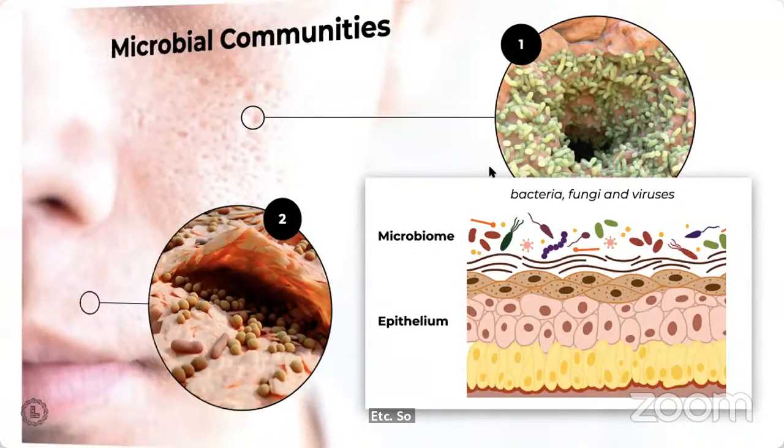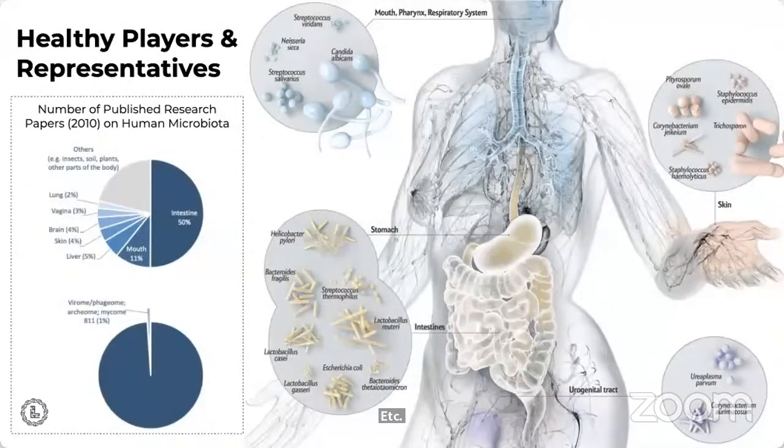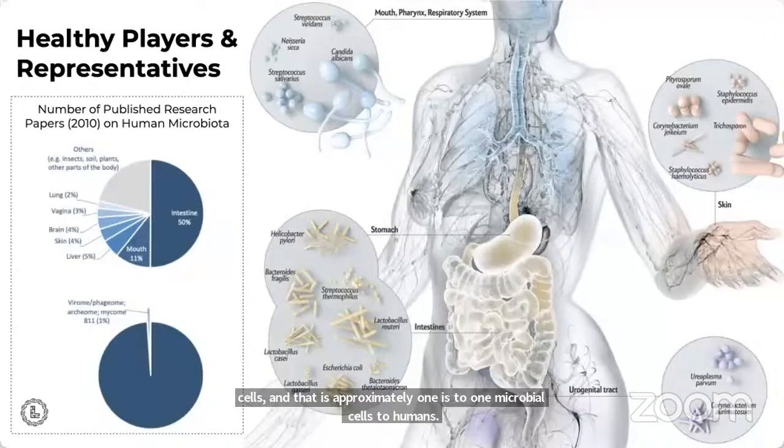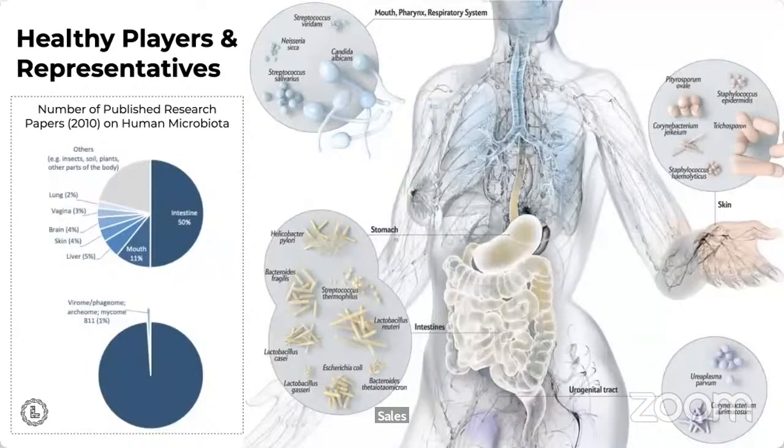So the human microbiota is, for example, estimated to be around 10 to the power 13 or 10 to the power 14 microbial cells, and that is approximately a 1:1 microbial cells to human cells ratio. These figures are derived from the total bacterial cells identified in the colon, where we have around 4 times 10 to the power 13 bacteria identified. The colon is the organ, as we now know, that harbors the densest number of microbial communities.